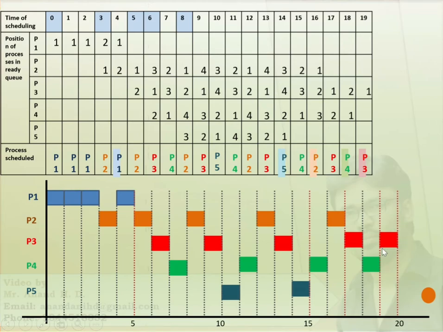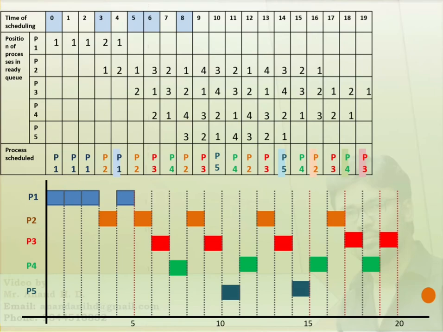So we can see that all the 5 processes P1, P2, P3, P4 and P5 completed their execution at 20 time units, right? So we can say that all 5 processes complete their execution at 20 time units.